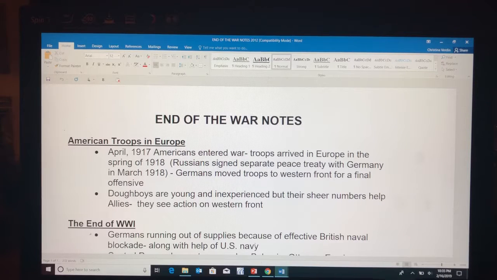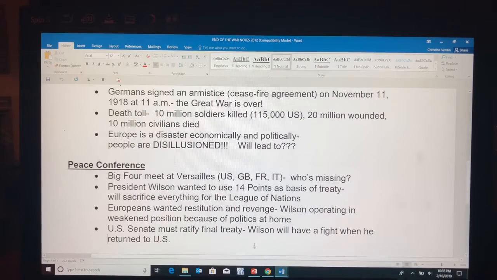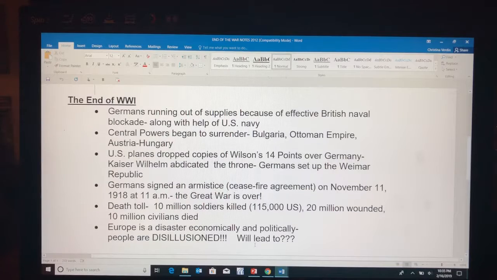The U.S. has not been ready for this war, and so our soldiers are going to be called doughboys. Doughboys because they're not ready. They're young, they're inexperienced. They're quantity, not quality. So at the end of the war, we see that we do have experienced soldiers led by John J. Pershing, called the American Expeditionary Forces.